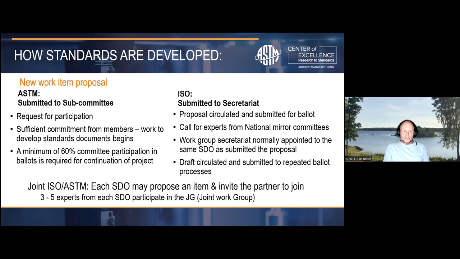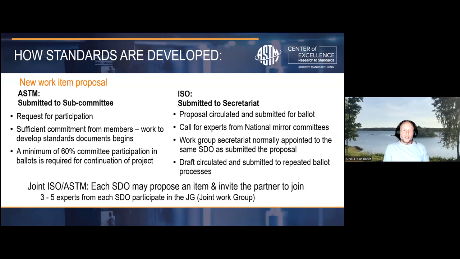When you start in standardization, if you have an idea for a standard you'd like to have developed, you need to make a new work item proposal. In ASTM, that means you submit it to the subcommittee, which would be one of the F42 point something committees. If they decide this is something interesting that they'd like to develop, they request participation. If enough people want to participate, then they can start to work on it and develop standards. It requires that a minimum of 60% of committee members participate in the ballots. Otherwise, the project is terminated.